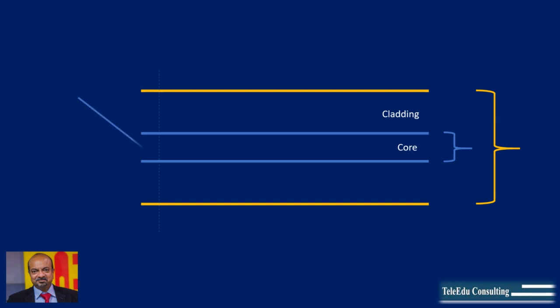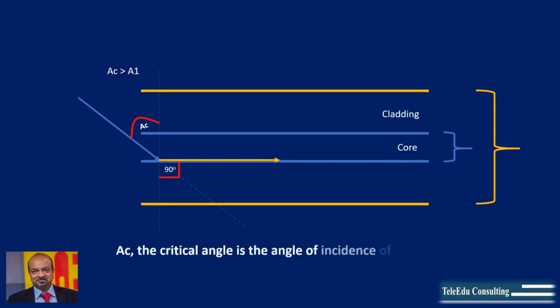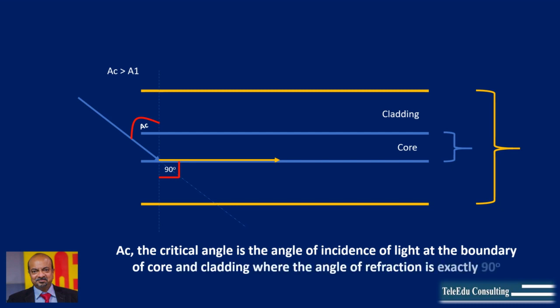Now the angle of incidence is increased from A1, and it can be seen that at a particular angle AC, the bending of the light happens exactly at 90 degrees, thereby moving straight along the boundary between the core and the cladding. This angle of incidence, where the bending of light happens at exactly 90 degrees, is called critical angle. In simple words, critical angle is the incident angle at which the refracted signal is bent at 90 degrees.